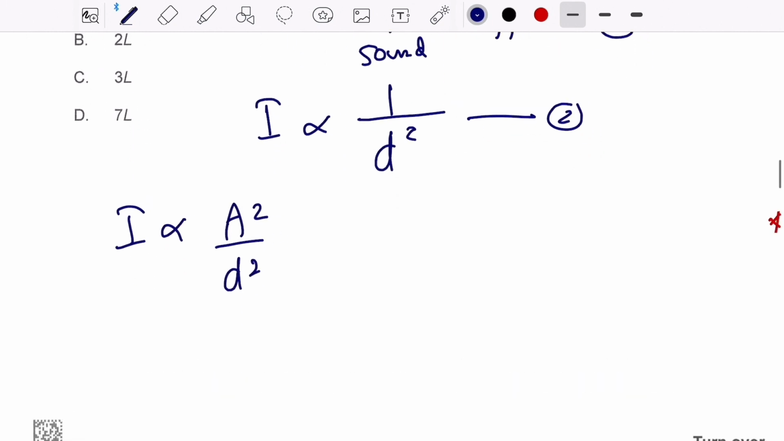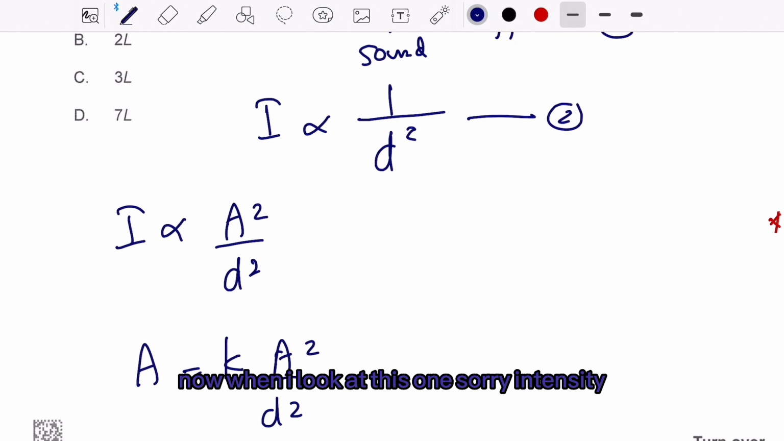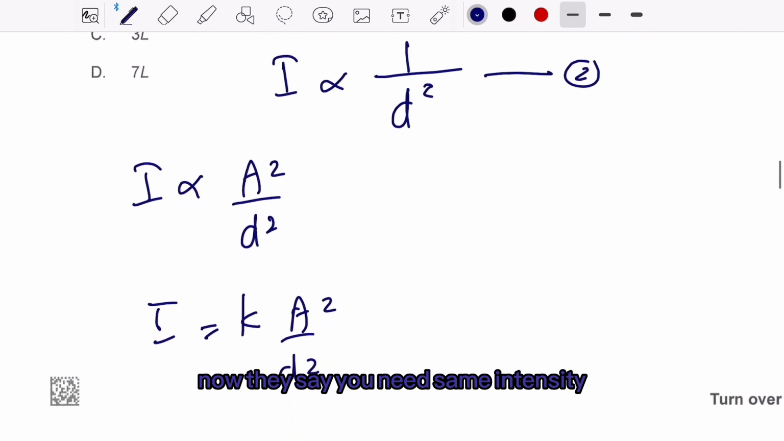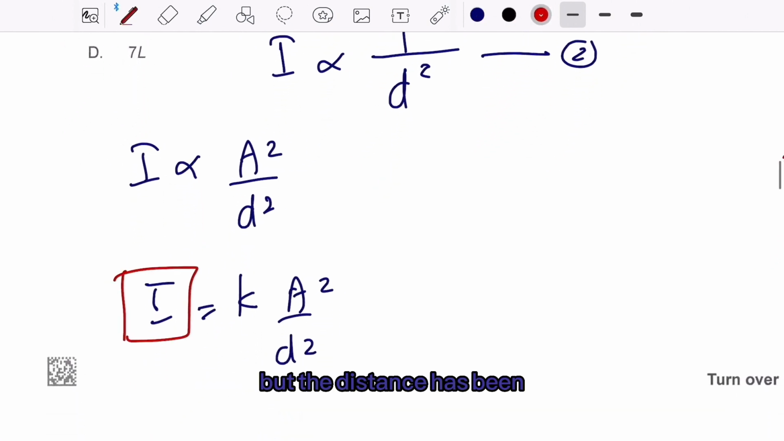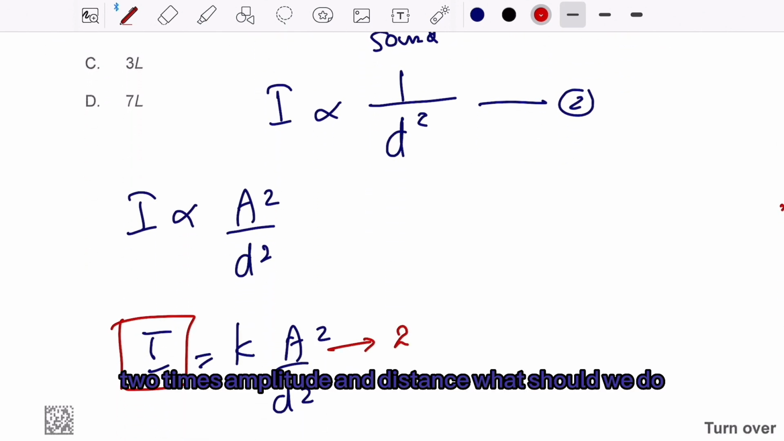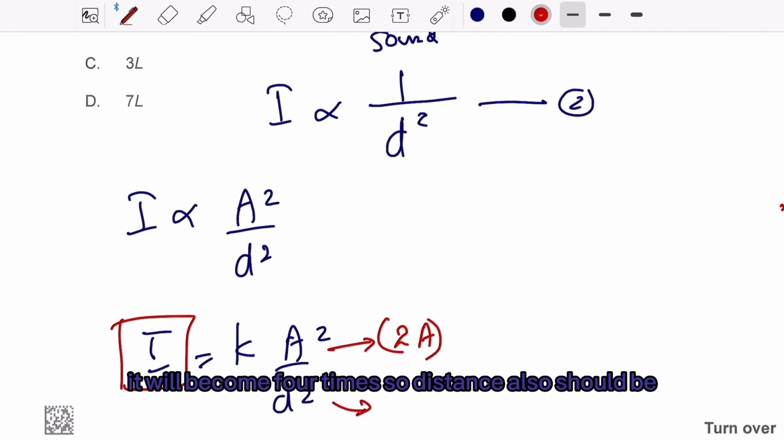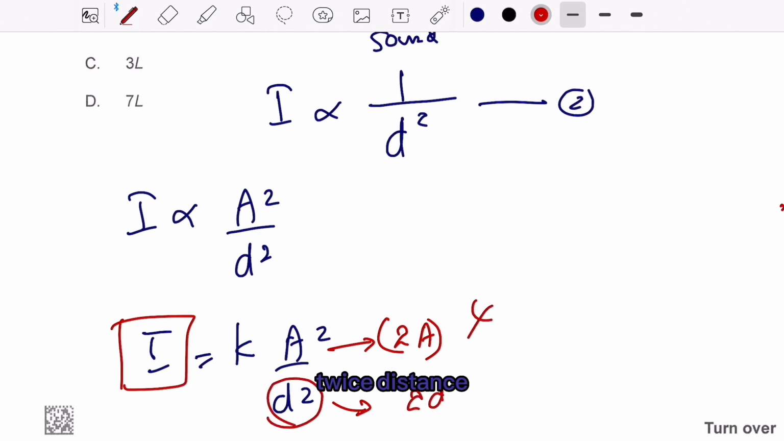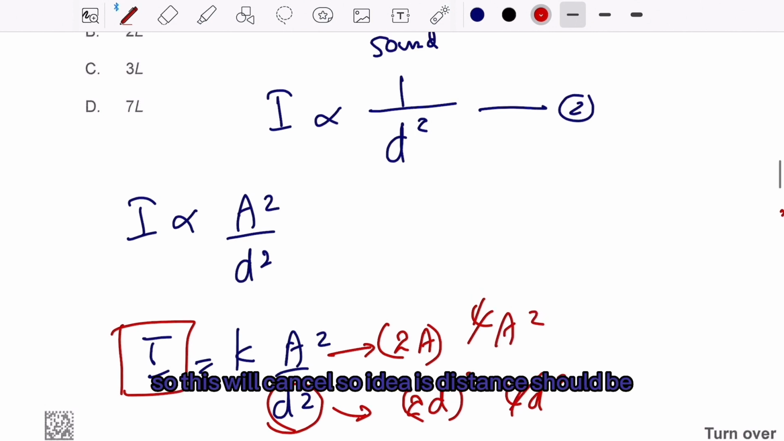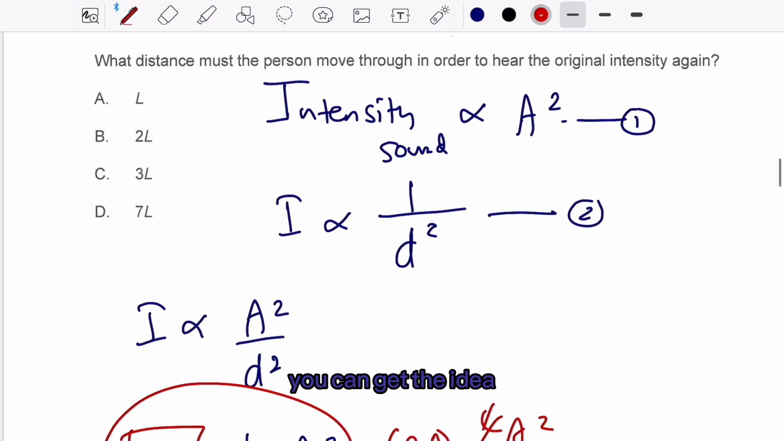So let's put in a proportional constant: intensity equals k times a squared over d squared. Now they say you need the same intensity, but the amplitude is changed to 2 times the amplitude. So what should we do with the distance? Of course, if amplitude becomes twice, it becomes 4 times, so distance also should be twice the distance, so it will be 4d squared, right? So this will cancel. So the idea is distance should be twice the distance. If you look at this equation carefully, you can get the idea.